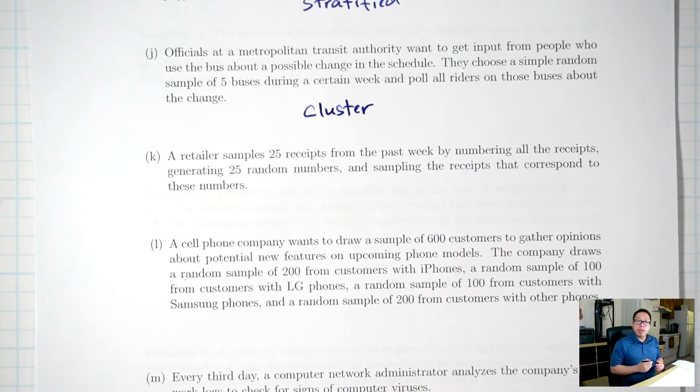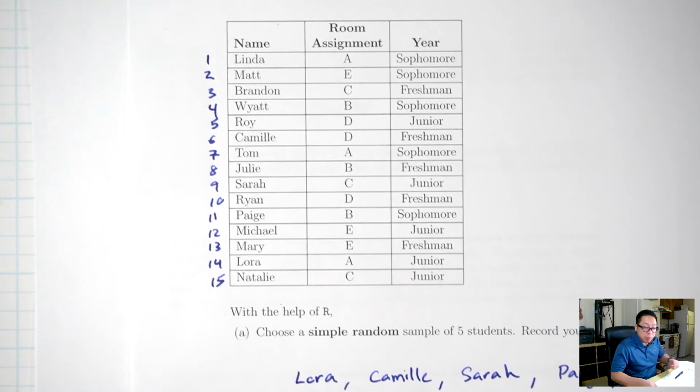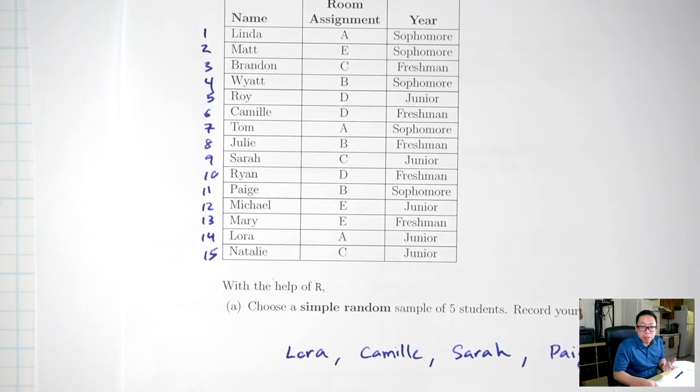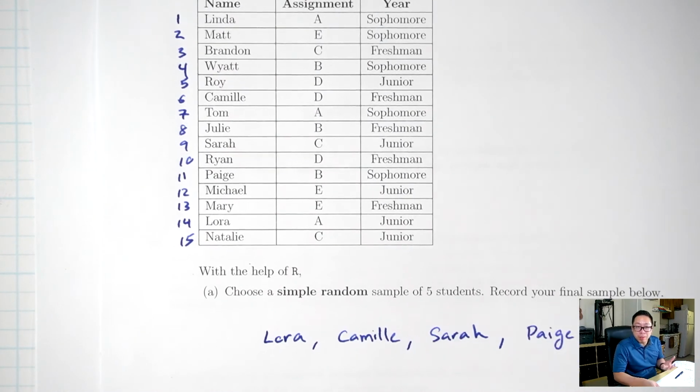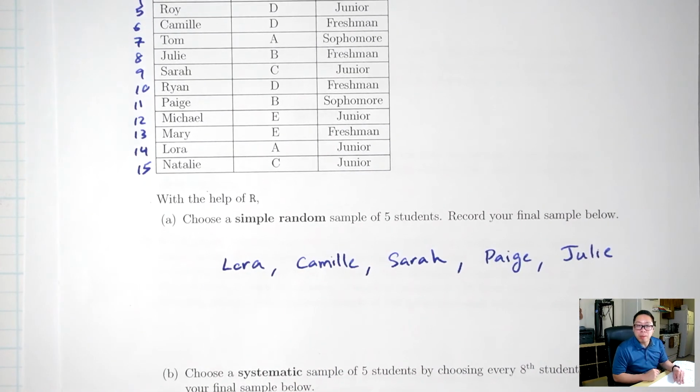A retailer samples 25 receipts from the past week by numbering all the receipts, generating 25 random numbers, and sampling the receipts that correspond to these numbers. So what's described there is exactly what we did here, right? We numbered everybody in the population, and we used a simple random number generator to pick 5 numbers. That was an example of a simple random sample.